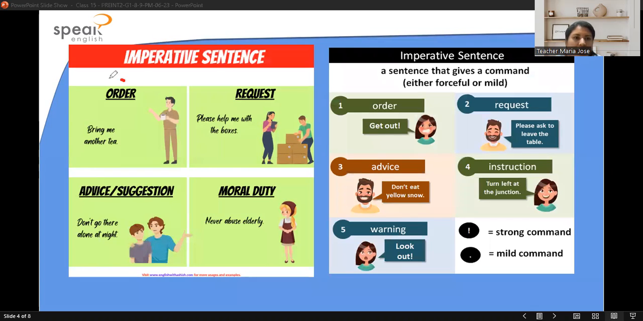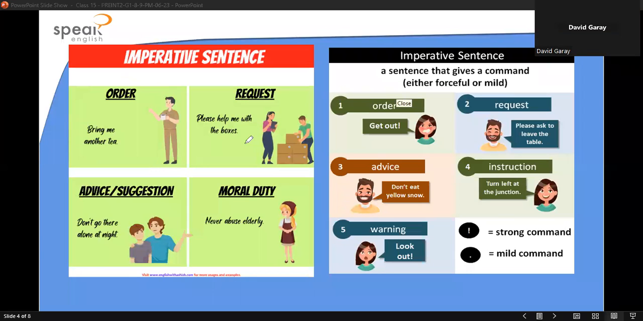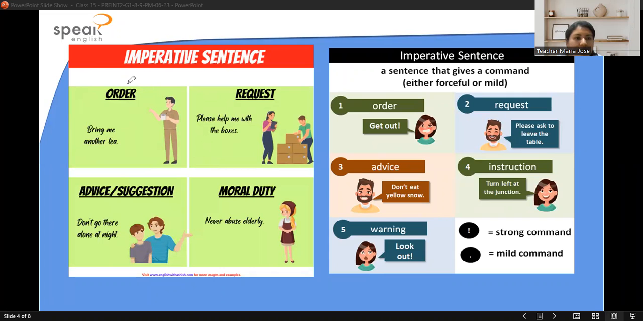So, David, can you help me reading the first example, please? Imperative sentence, order, bring me another tea. Okay, excellent. So as you can see, this is an order, okay? We are ordering to do something.